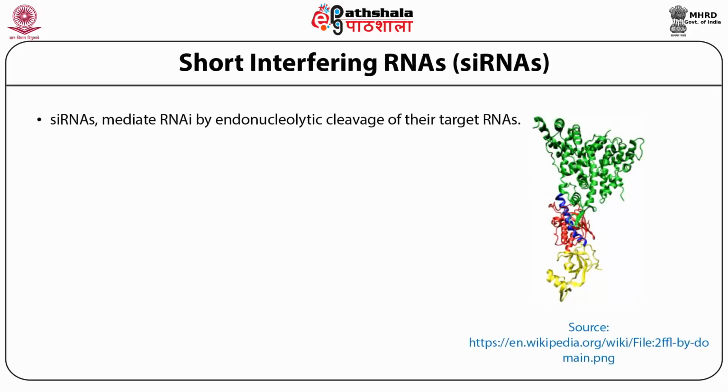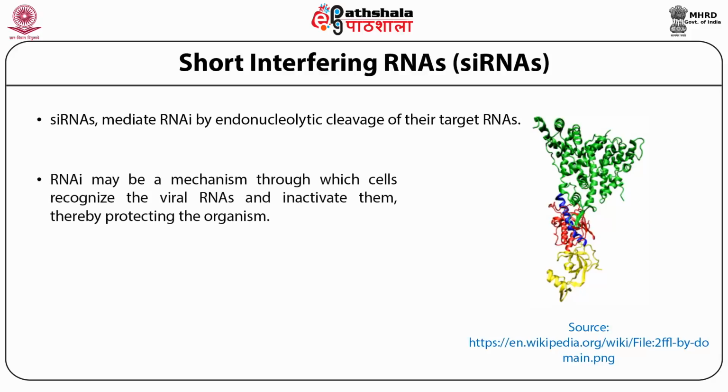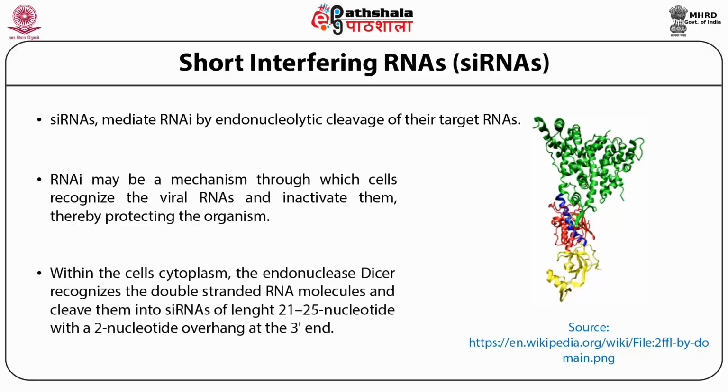siRNAs mediate RNA interference by endonucleolytic cleavage of their target RNAs. RNAi may be a mechanism through which cells recognize viral RNAs and inactivate them, thereby providing the organism with immunity. Within the cell's cytoplasm, the endonuclease Dicer recognizes double-stranded RNA molecules and cleaves them into shorter siRNA molecules of length ranging from 21 to 25 nucleotides with a 2-nucleotide overhang at the 3' end.